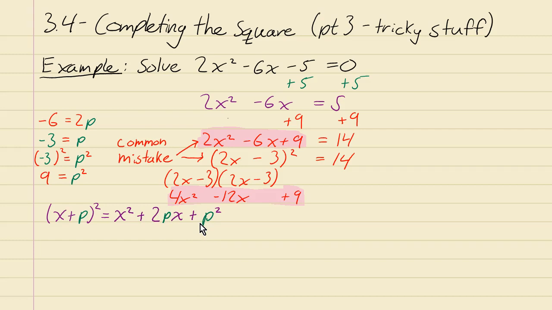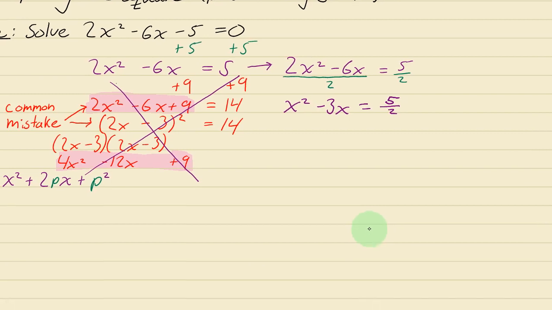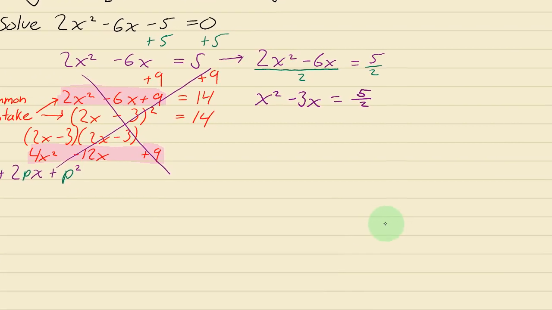To avoid this, here's what we do. Our whole rule for completing the square only works if you just have x squared. So to deal with that, you can divide both sides by 2, so you just have x squared. When you divide that by 2, 2x squared over 2 is just x squared. And then we need to divide the negative 6x by 2 as well. That will give you negative 3x equals 5 over 2. And now we can complete the square with this one.